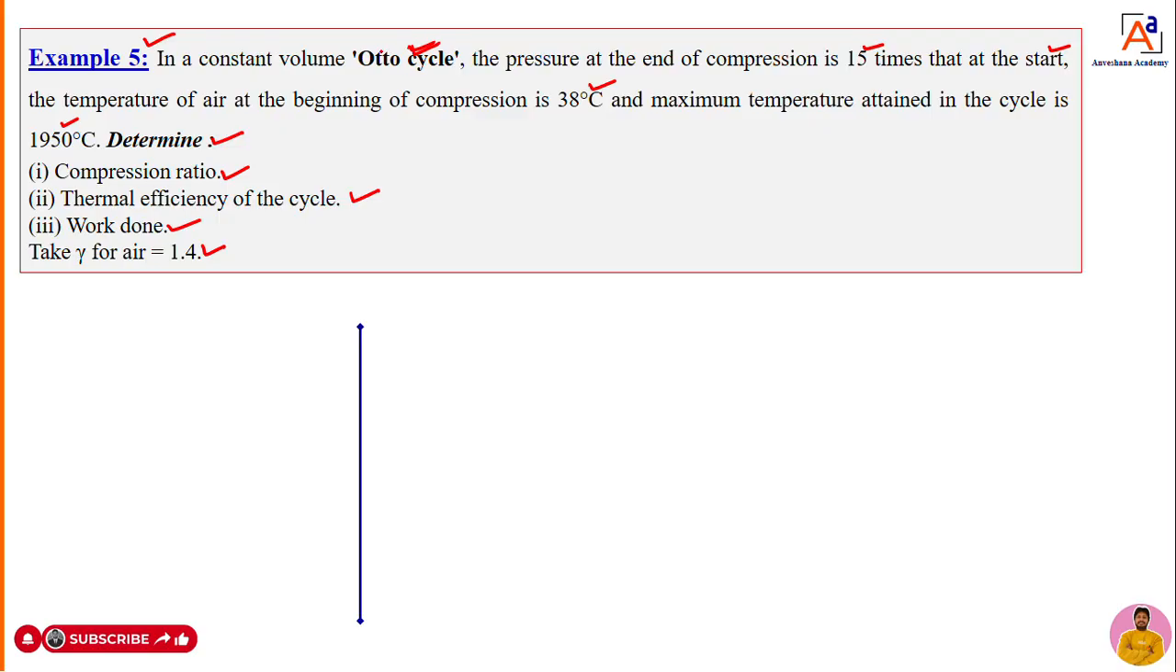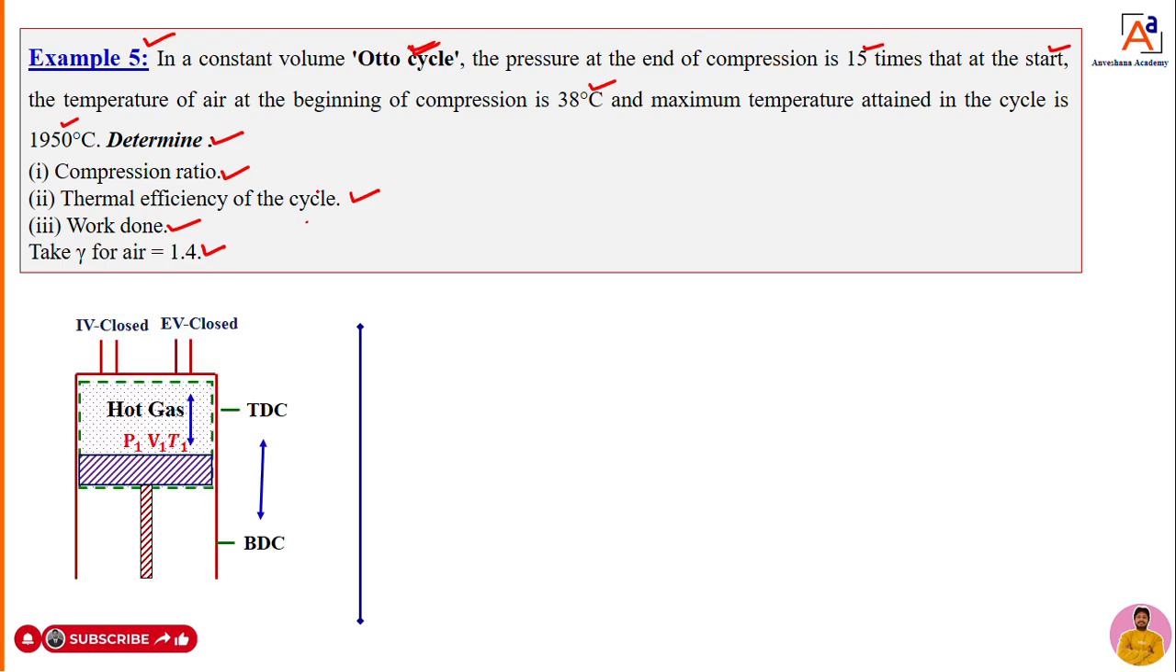Then what you have to do? You have to draw the Otto cycle PV diagram and TS diagram, and you have to list out the given data. Then you have to list out the important formulas which are related to the particular problem. Then you can solve this problem step by step. Students, as I told, solving a problem is simple, but understanding the problem thoroughly is very important. So we will solve this numerical step by step.